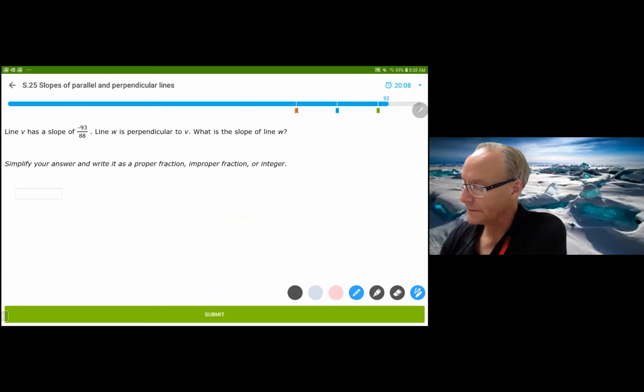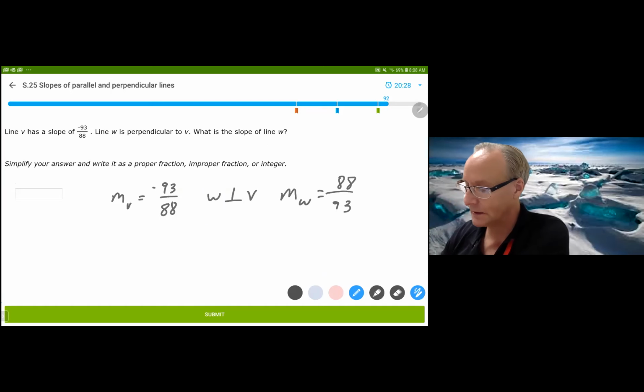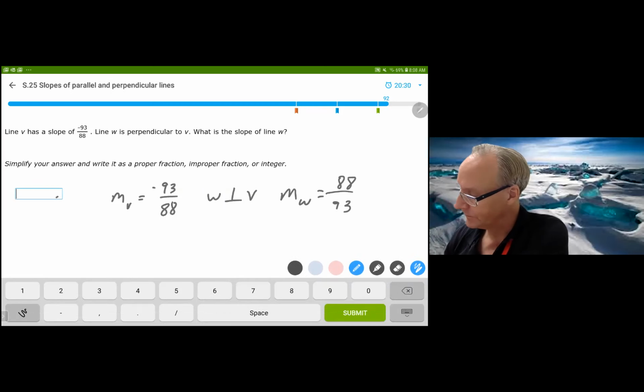Okay, the slope of line V is equal to negative 93 over 88. And we say that W is perpendicular to V, so they're going to be negative reciprocals. That means that the slope of W is going to be 88 over 93. And I'm double checking my numbers again. Looks good. If you multiply the two slopes, you get negative 1.